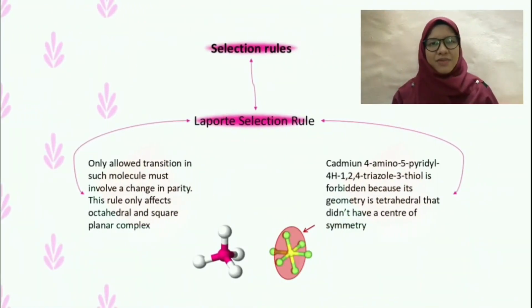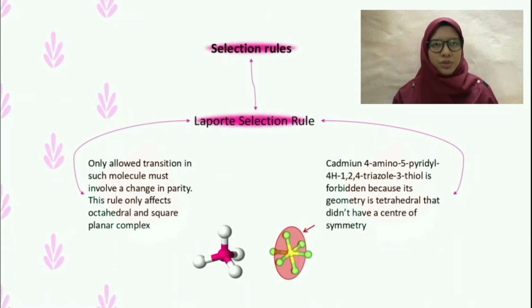Some transitions are forbidden for some complex. Whether the transitions are allowed or forbidden depends on selection rule. There are two selection rules, which are Laporte selection rule and spin selection rule. Firstly is Laporte selection rule, which stated that the only allowed transition in such molecule must involve a change in parity. This rule only affects octahedral and square planar complex.